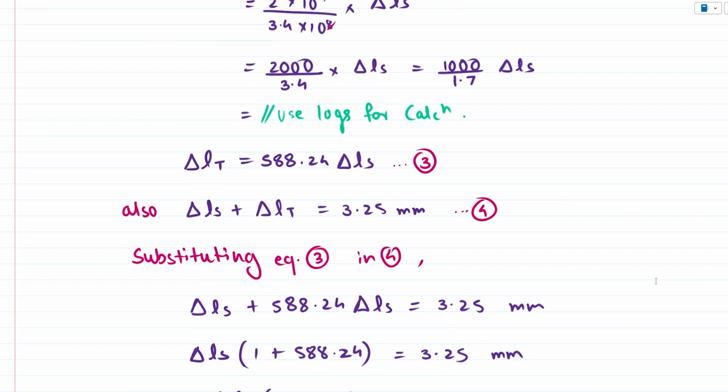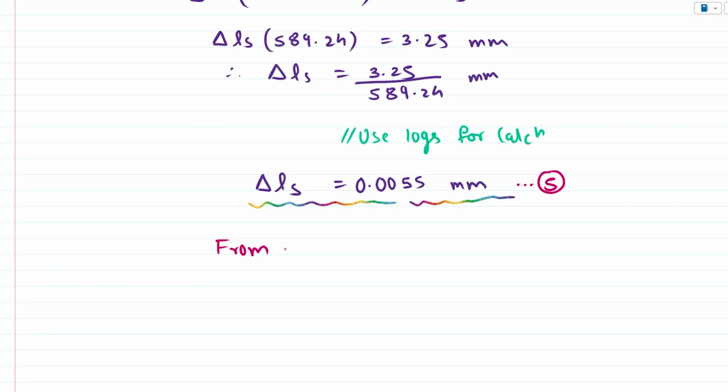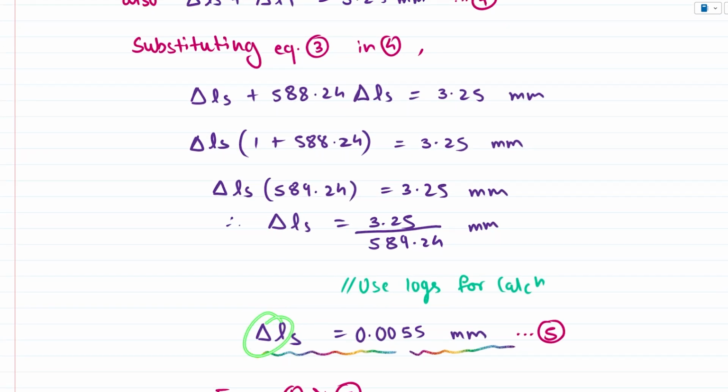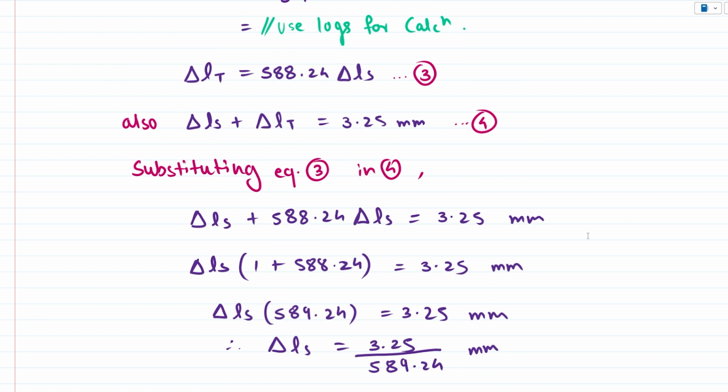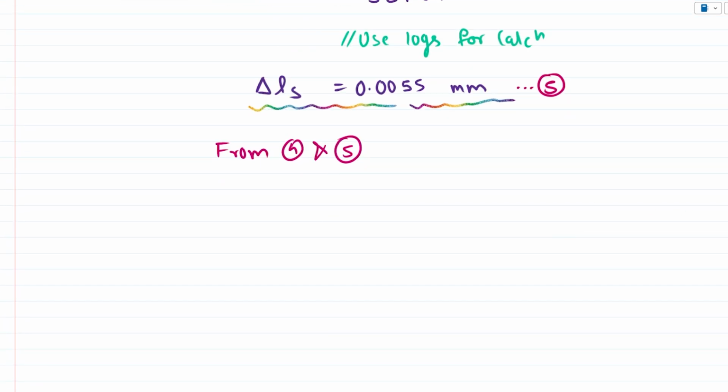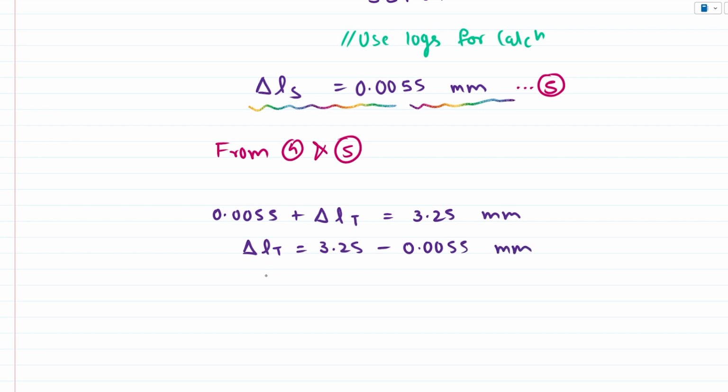And we can now quickly calculate delta LT as well from equation number 4. So if we were to substitute the value of calculated delta LS in equation 4, so that is this. So we get delta LS का value, let's substitute. 0.0055 plus delta LT is equal to 3.25 millimeters. So we have substituted 5 into 4. So delta LT gives us 3.25 minus 0.0055 millimeters. And finally, we get the value for extension in the tungsten wire as 3.244 millimeters. So this is the increase in length in tungsten wires.